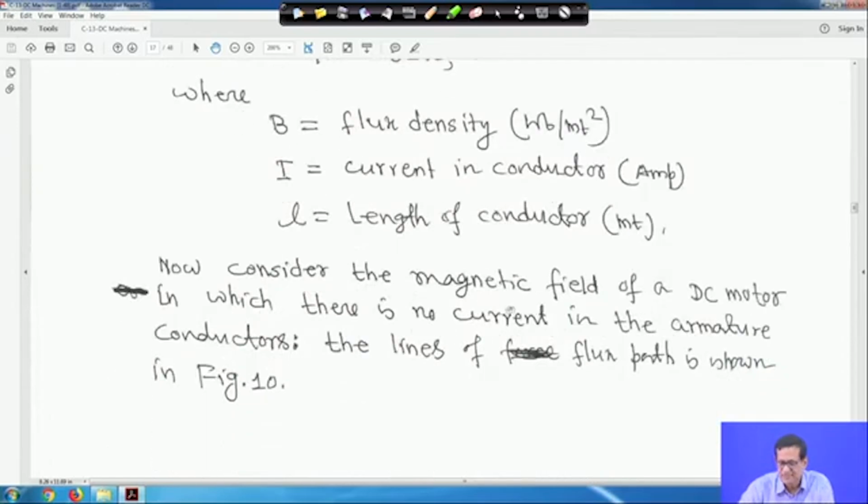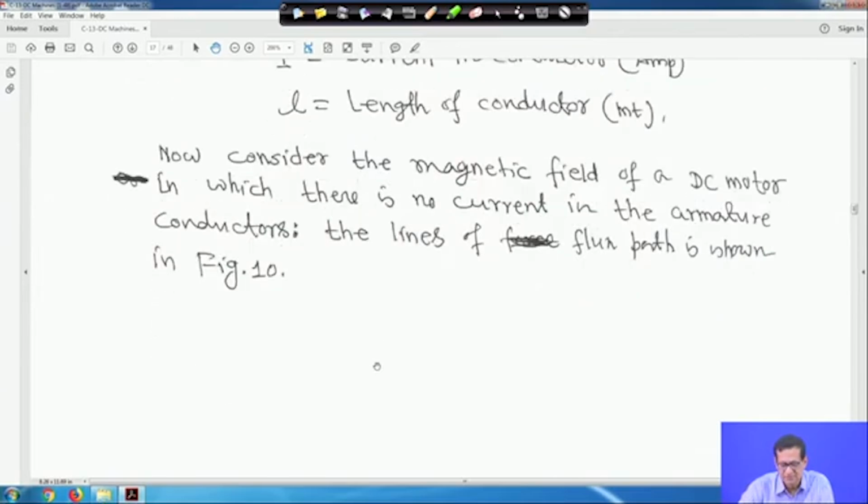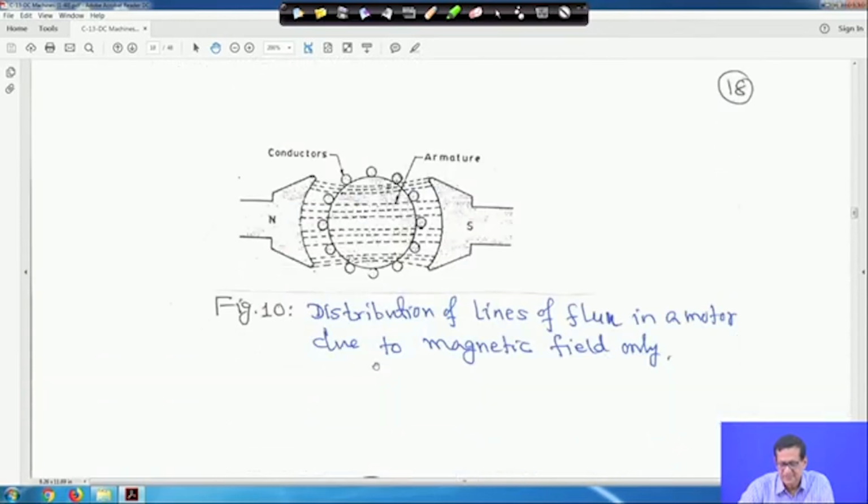Now, consider the magnetic field of a DC motor in which there is no current in the armature conductors. The lines of flux path are shown in figure 10. If you see the diagram here, these are the conductors, and assume the conductor is not carrying any current. This is the flux path from N to S. These are the conductors and this is the armature. So, this is the distribution of lines of flux in a motor due to the magnetic field only, with conductors carrying no current.